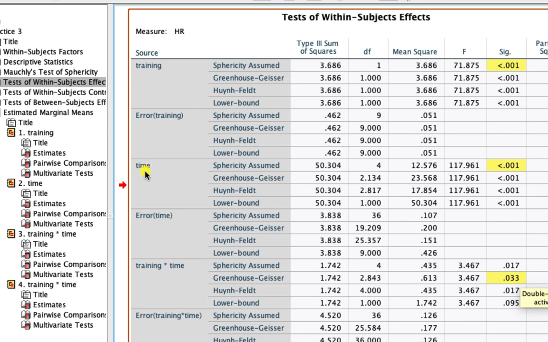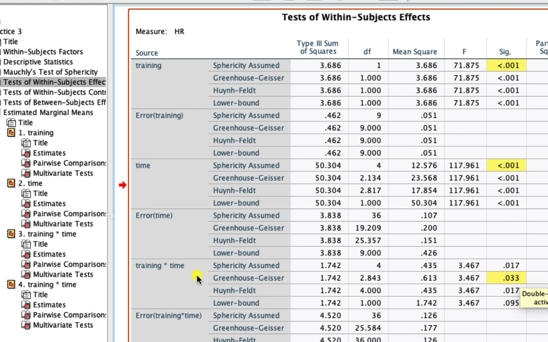For time, since we had multiple time points, sometimes it's just easier to say there are significant differences in heart rate for each of the time points, or for at least one pair of the time points that were analyzed. Okay, and that had a p-value also less than 0.001.